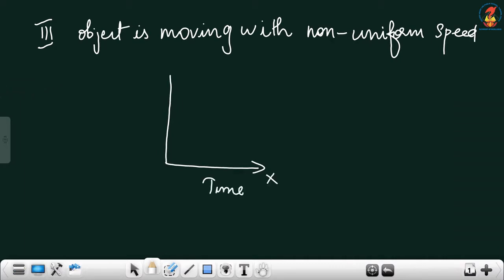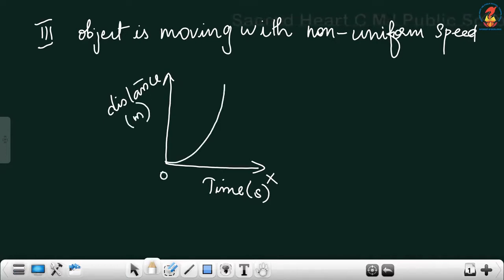So when you plot the graph, x-axis time, y-axis distance in meters, this one is the origin, you will get the shape of the graph like this. That's about the distance-time graph.